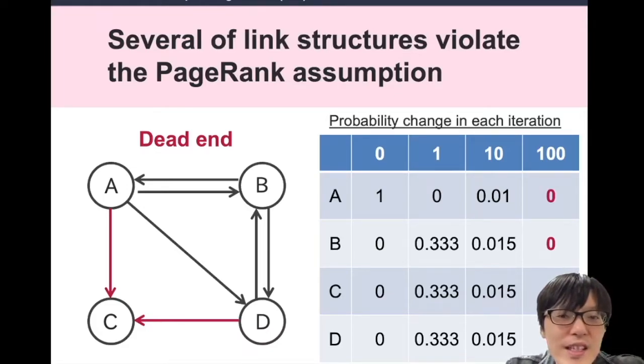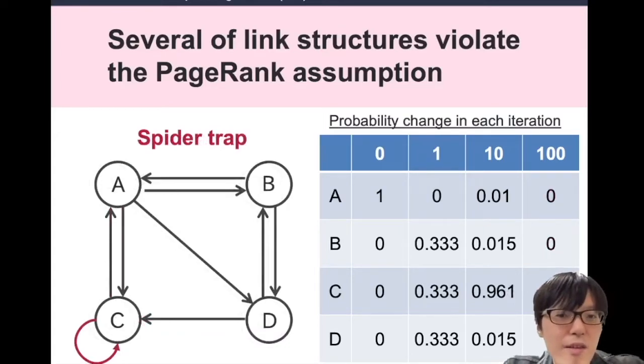Here, node C has dead ends on this graph because if users move from A to C or from D to C, they cannot go out from page C. This is a dead end link. Okay, if we apply the simple PageRank algorithm to this graph, the final PageRank values for all nodes become 0 like this. This is from the dead end link structure.